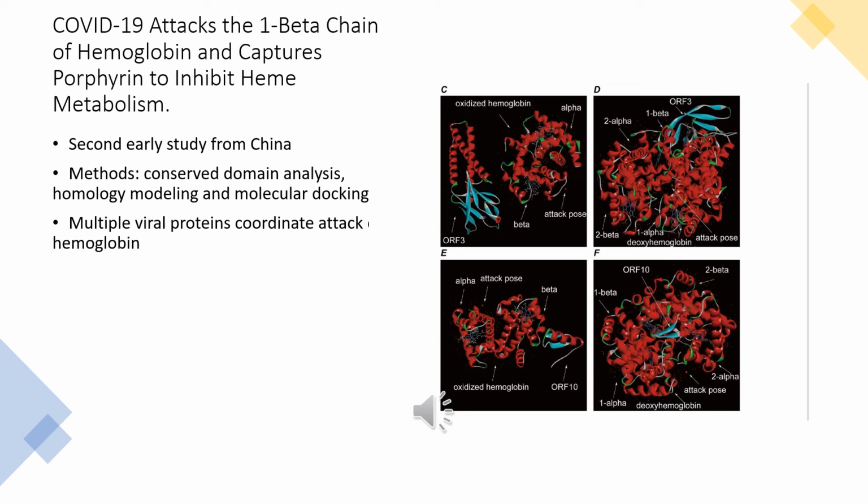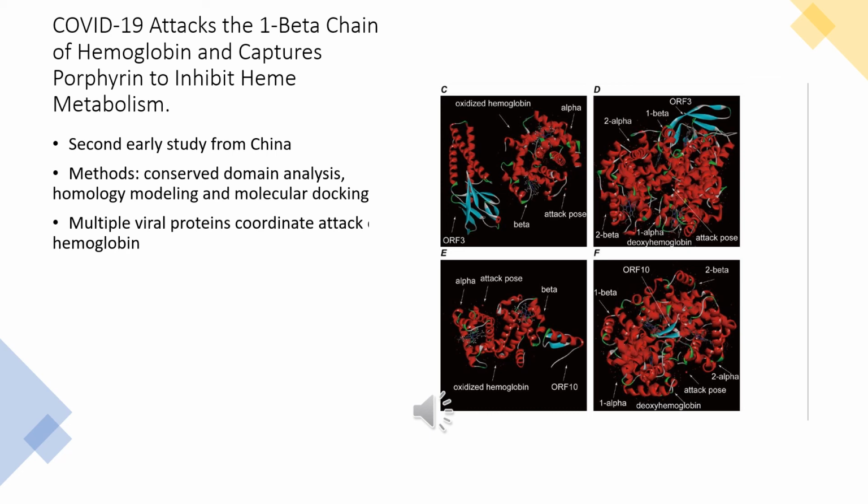In the second study from China, it was found that the viral envelope protein, its nucleocapsid phosphoprotein, and its ORF3A protein had heme-link sites. This showed that ORF3A could dissociate iron from heme. The study also revealed that two other viral proteins, ORF1AB and ORF10, carried out coordinated attacks on the 1-beta chain of hemoglobin. An important finding was also that deoxyhemoglobin seems to be more susceptible to attacks than oxidized hemoglobin.